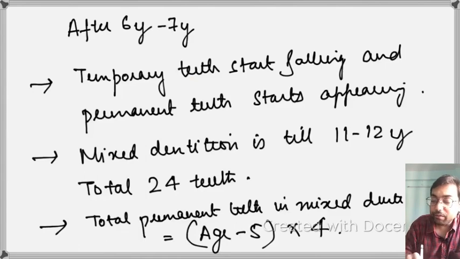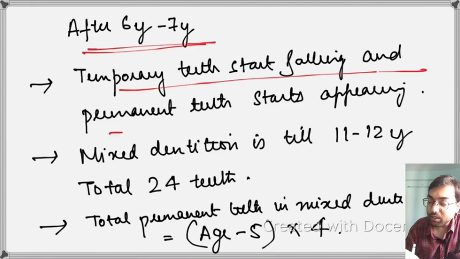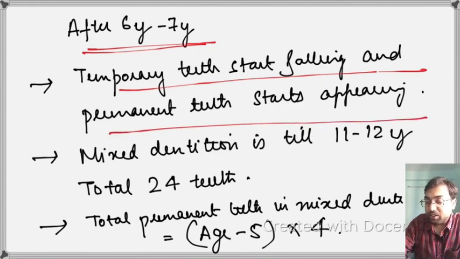Now moving on, after 6 to 7 years, when all the temporary teeth have erupted, temporary teeth start falling out and permanent teeth start appearing, and mixed dentition lasts till 12 years. So you can remember 6 years and 12 years. Till 6 years is primary dentition, and till 12 years is mixed dentition.